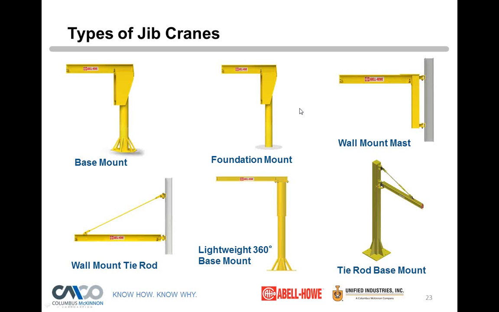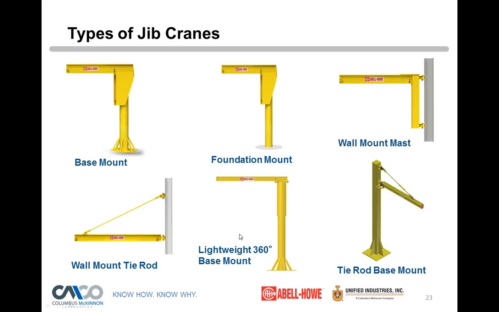There are two types of wall mount jibs. This would be the same kind of thing, a low profile one. This would be where you need to maximize your headroom for your application. We also do a wall mount tie rod. So obviously if you don't have a ceiling restriction or an overall height restriction, the wall mount tie rod would be your best, cheapest option.